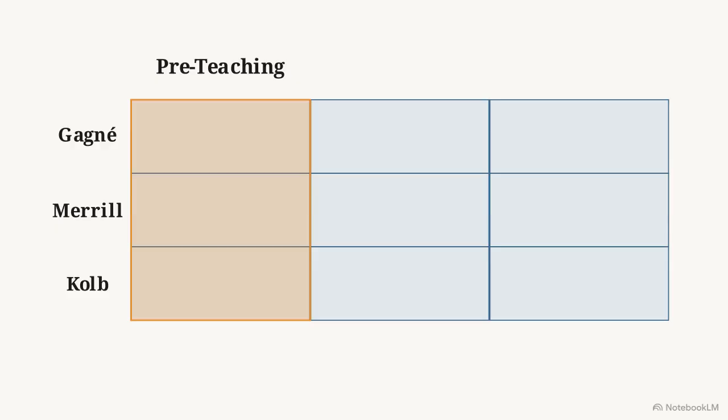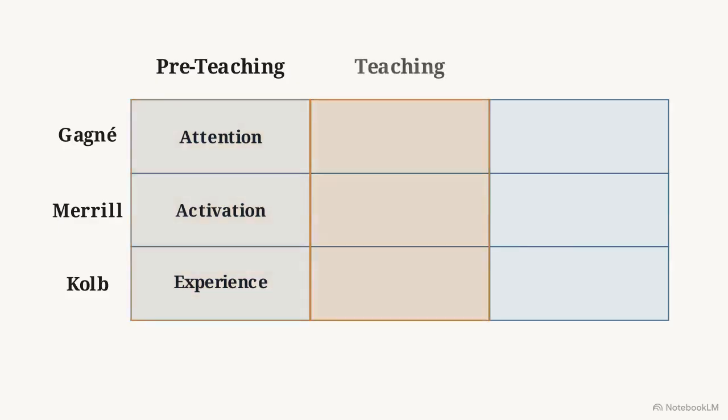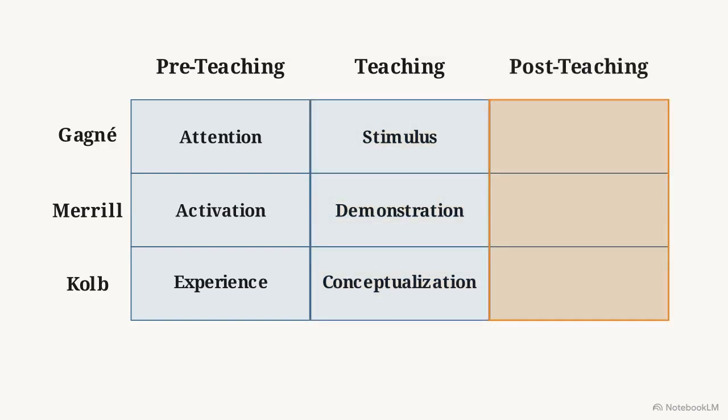The first phase is pre-teaching. Gagne's attention gaining, Merrill's activation, and Kolb's experience all serve this same preparatory function. The second phase is teaching. Presenting the stimulus, demonstrating the task, or conceptualizing the principles are all methods for delivering and assimilating new data.